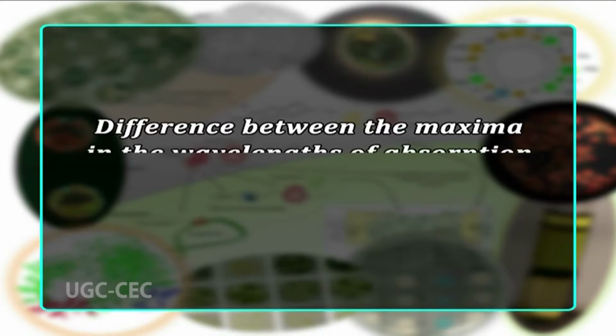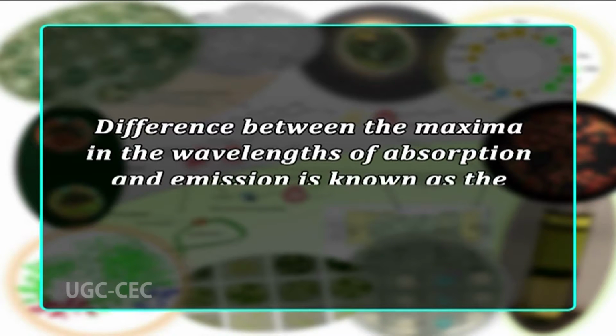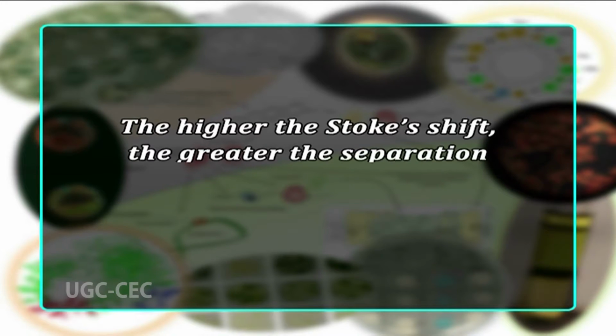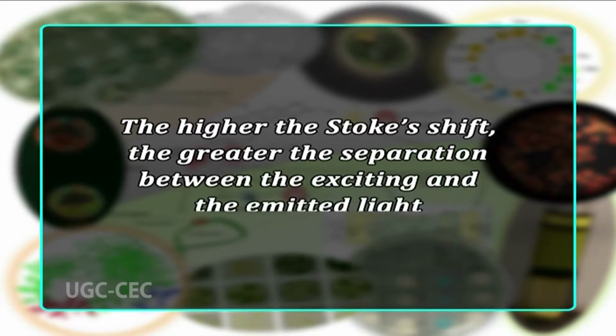The difference between the maxima in the wavelengths of absorption and emission is known as the Stokes shift. The higher the Stokes shift, the greater the separation between the exciting and the emitted light. The properties of a fluorochrome will depend on its environment.